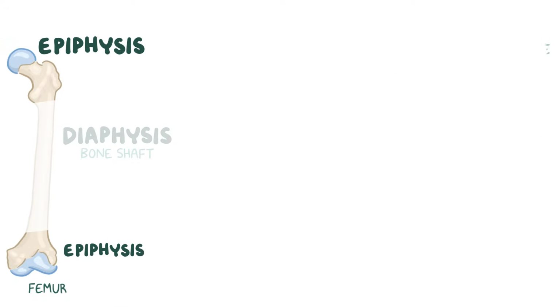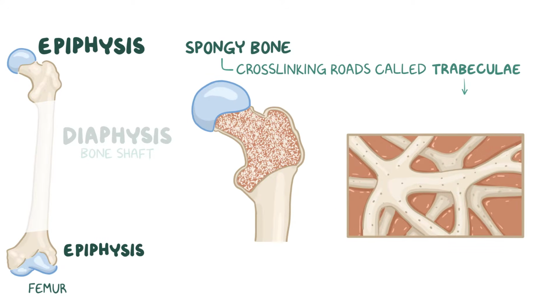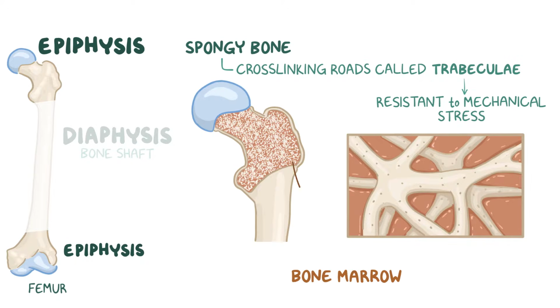Now, the epiphysis is made of a lot of spongy bone, and when you look closer at the spongy bone, it's made of cross-linking tiny rods called trabeculae, which make your bones resistant to mechanical stress so that they can bear weights without caving in. And just like the medullary cavity, the spaces in the spongy bone of the epiphysis are occupied by bone marrow.